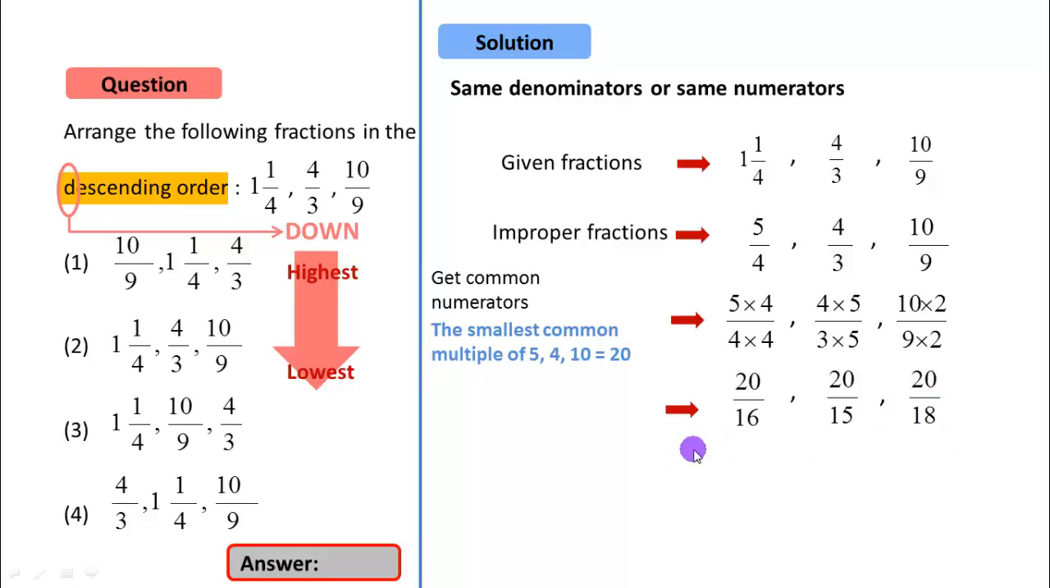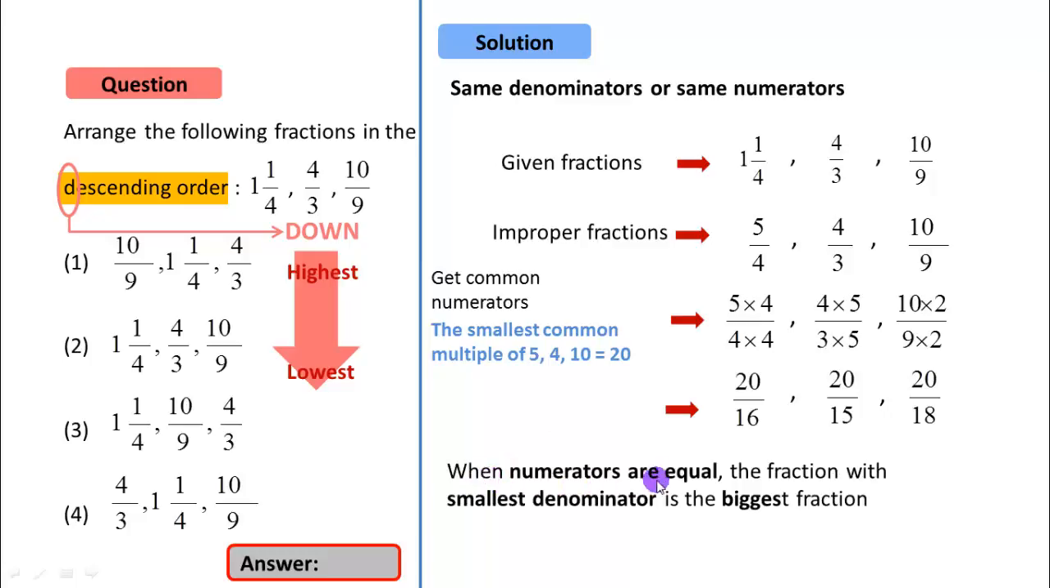Now how do we find out which is the biggest fraction in this? There's a simple trick to this. When the numerators are equal, the fraction with the smallest denominator is the biggest fraction. So which is the smallest denominator here? Here, 15 is the smallest denominator, so 20 over 15 would be the biggest fraction, and hence 4 by 3 will be the first in the order.